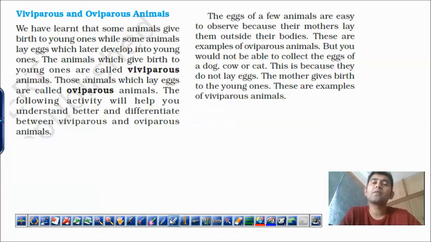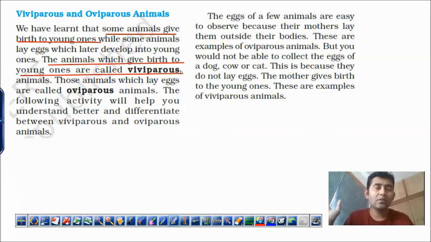Viviparous, oviparous animals, they are just words, fancy words for something which you already know. Some animals give birth to young ones. The animals which give birth to young ones are called viviparous. बस हम viviparous हैं, उतना by heart कर लो तो easy हो जाएगा. Human beings are viviparous. Why? Because human beings give birth to ready-made children, जीते जागते बच्चे. So elephant, zebra, giraffe, buffalo, cow, dog, cat, rat, all are viviparous because they give birth to a living organism.